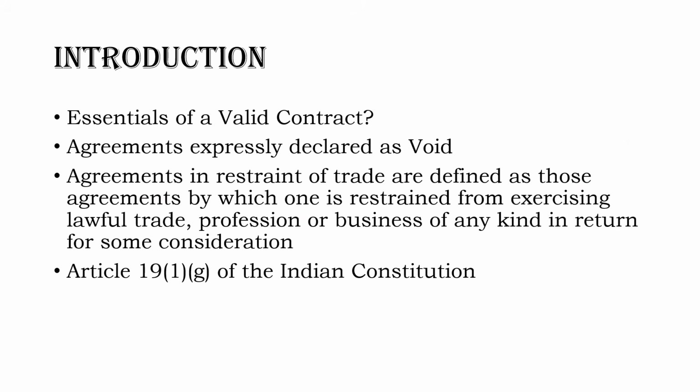Section 27 of the Indian Contract Act states that agreements in restraint of trade are void. Those are the agreements which restrict a person from carrying out his trade, profession or business. Article 19(1)(g) of the Indian Constitution provides every citizen a right to practice their own profession as well as business. So this provision is an extension of the concept enumerated under the Indian Constitution.